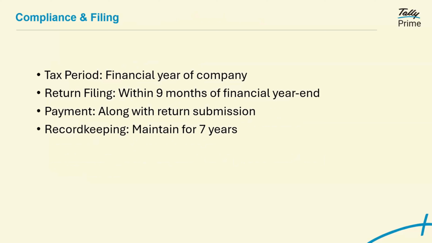So for compliance purposes, the tax filing period is for the entire year. For the financial year, you need to file. You do have 9 months from the end of your financial period to file your corporate tax. The payment, typically it is made along with the submission of your returns. And the record keeping. For VAT, we all know up to 5 years we need to maintain the records. But for corporate tax, it is total of 7 years.